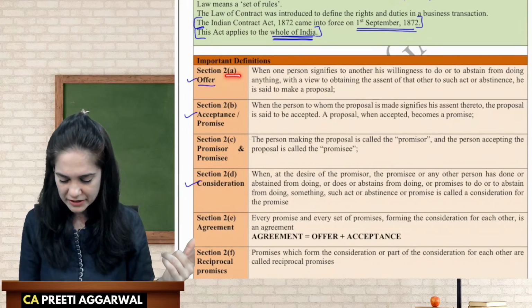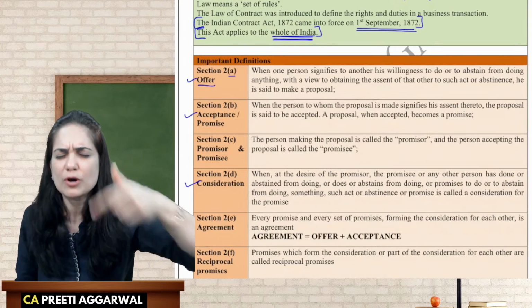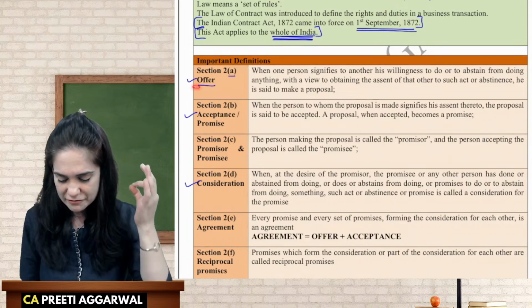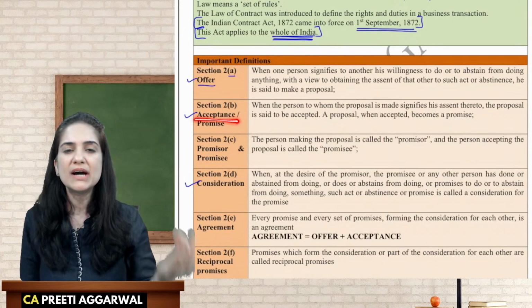Again, I repeat, offer is the starting point of contract. Why am I repeating? Because when I keep on repeating, automatically you will be able to learn all these sections. Offer is the starting point of contract. Offer must be properly accepted.